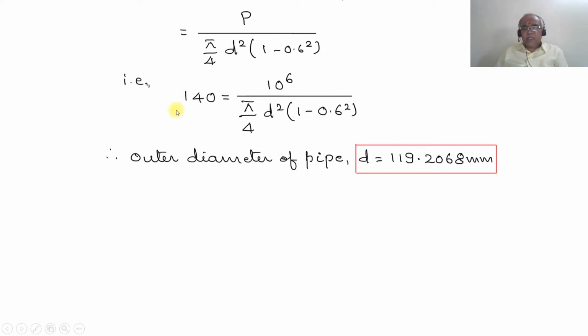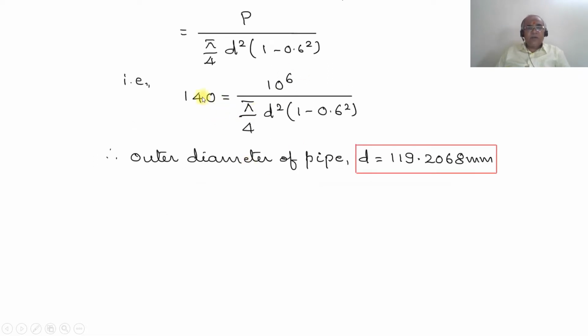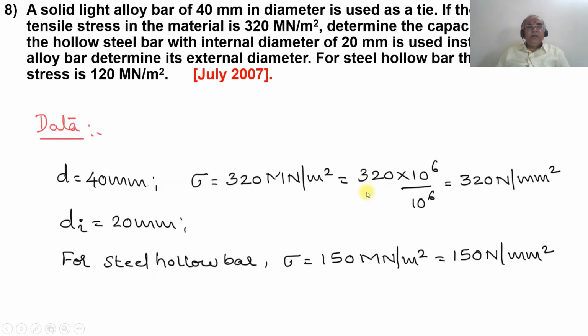So what is the other value? The sigma, which is the working stress, 140, will be equal to P, which is 10 to the power of 6, divided by pi by 4 into D square into 1 minus 0.6 square. Therefore, the outer diameter of the pipe is D equals 119.2068 mm. Now we are going to take up one more problem.